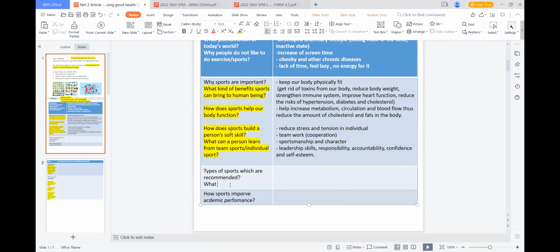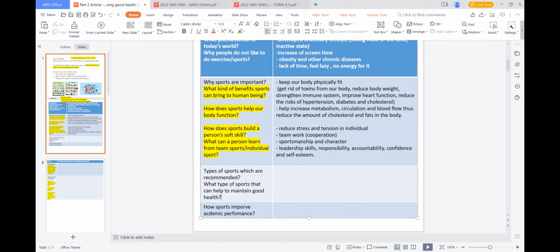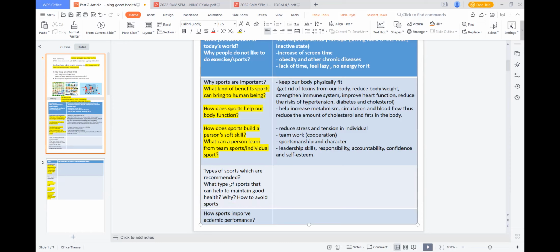What type of sports can help to maintain good health? Okay, and why? 为什么? 然后，可是因为有些 sports 是会有 sport injury, 好像 extreme sports, right? 你不可能是叫他做 bungee jump, or do skydiving, or do gliding, okay, or any other sports activity that is extreme, or mountain climbing, okay, kayaking. All these are core sports, right? So how to avoid sports injury, okay.